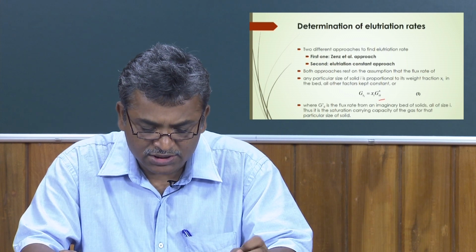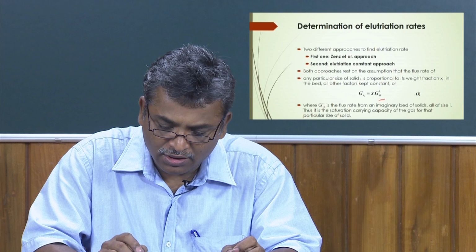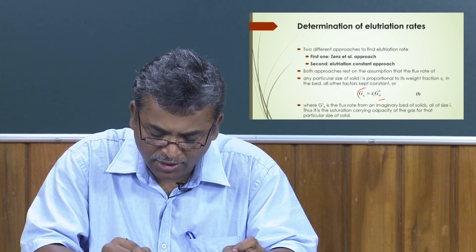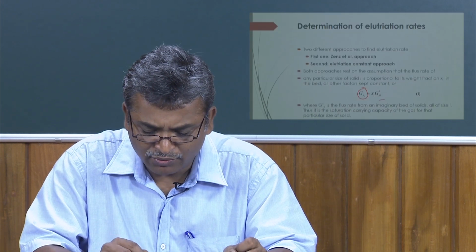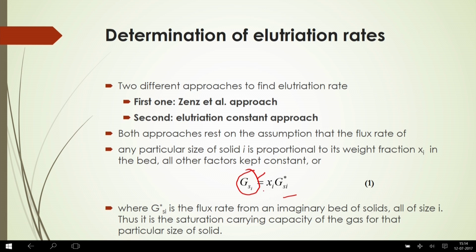So, in this case the rate of elutriation you have to calculate by this, denoting by G_si for this particular class of particles, that will be equal to x_i into G_si star. So, i means here a particular class of particles. So, G_si means here the solid entrainment of that particular class.